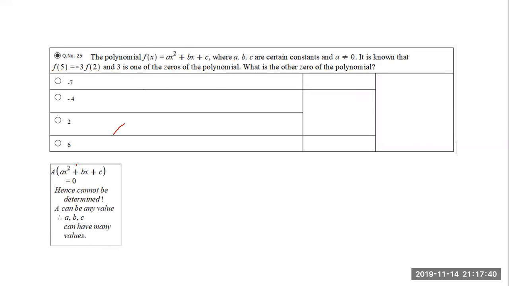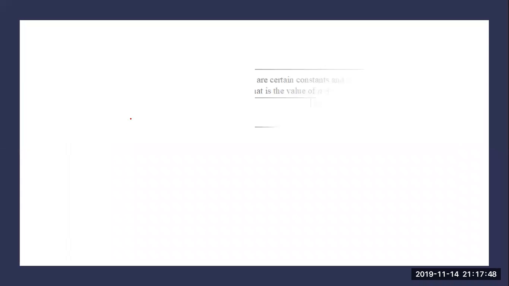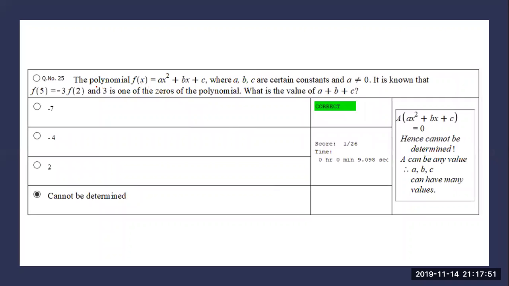See, this is not the hint. The question is different. Minus 4. 3 is one root, minus 4 is another root, right? Now that is not the question I have given. This question is different. The polynomial f(x) is equal to ax squared plus bx plus c, where a, b, c are certain constants, a is not equal to 0. It is known that f(1) is equal to minus 3 f(2) and 3 is one of the zeros of the polynomial. What is the value of a plus b plus c? Come on, tell me.